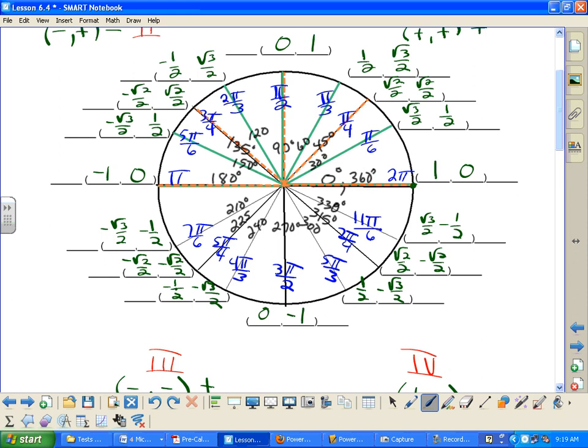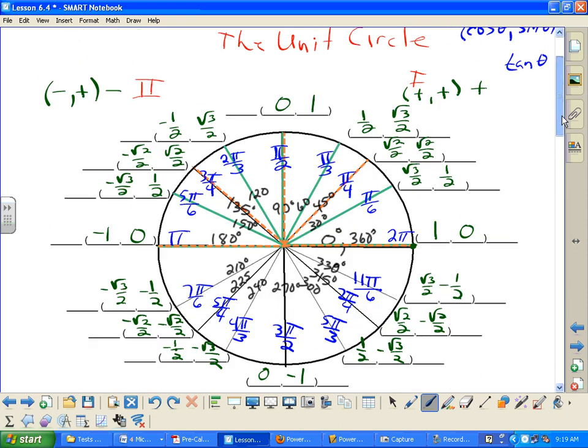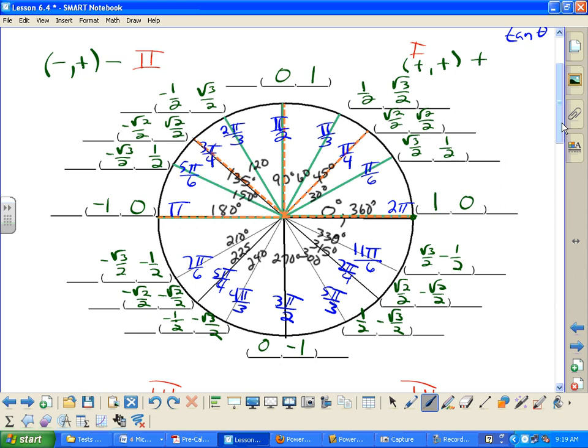So this whole thing, oh my gosh, we're running out of time. This whole thing is determined by the first quadrant. If I know the first quadrant, I can do the rest. So let's finish up. At 30 degrees, tangent is square root of 3 over 3. At 45, it's 1. And at 60, it's square root of 3. And then it's just a matter of changing the signs in the other quadrants appropriately.